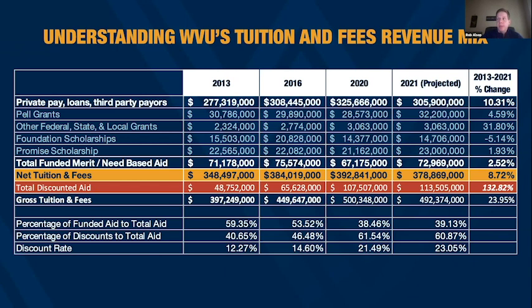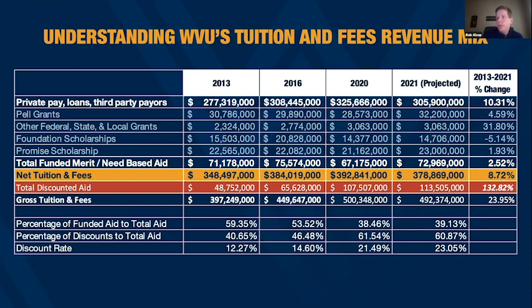But next, I just wanted to talk about WVU's tuition and fees mix. There's a couple of things I want to point out on this chart. So you can see 2013 in the top column, we forward to 2016 for a snapshot, and then I have 2020 and a new 2021 projected. These are all of our sources of tuition and fee revenue, whether it comes from, as you can see, private payers, Pell Grants, federal, state, and local grants, foundation scholarships, promise scholarships, or that which is unfunded, our total funded aid, and then you can see our total discounted aid in the red column.